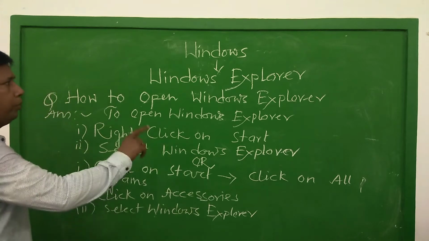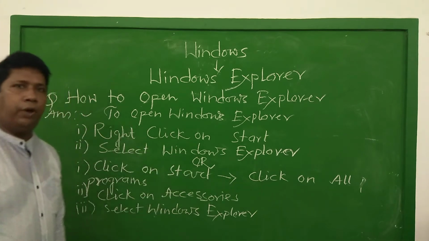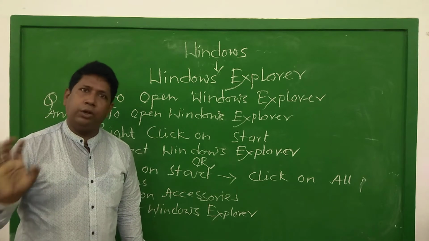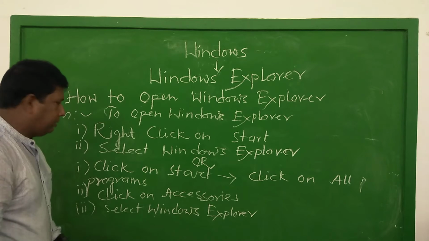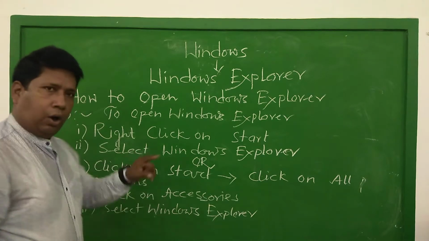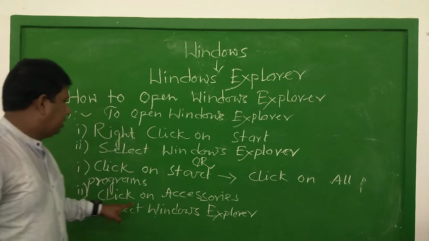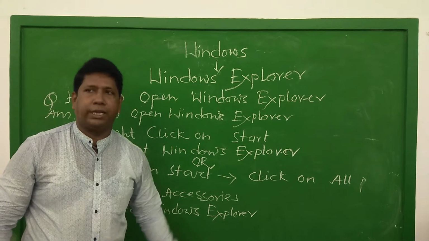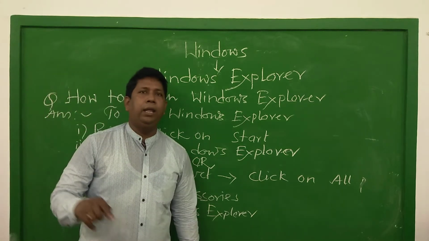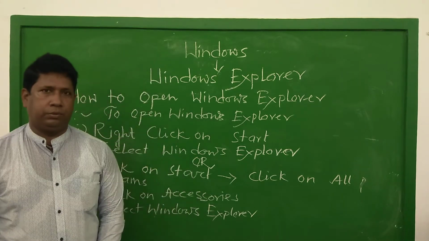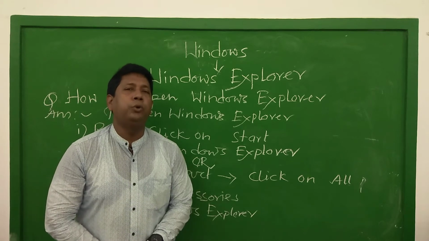Now, how to open Windows Explorer? There are two ways of opening Windows Explorer. Number one is to right click on Start and select Windows Explorer, or click on Start, click on All Programs, click on Accessories and select Windows Explorer. After opening Windows Explorer, we will find a view appear in front of you with two panes. Number one is the left pane and number two is the right pane.